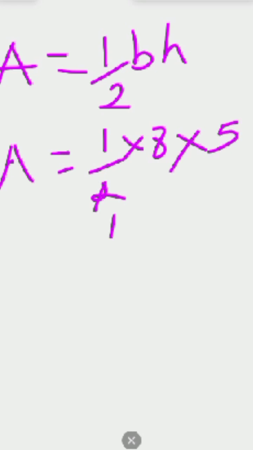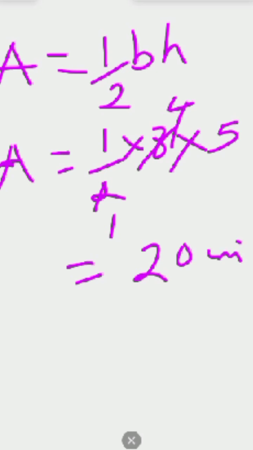So 2 into itself 1, 2 into 8 is 4. So our A is equal to 4 times 5, which is 20 centimeters squared. So this is our A. Very simple.